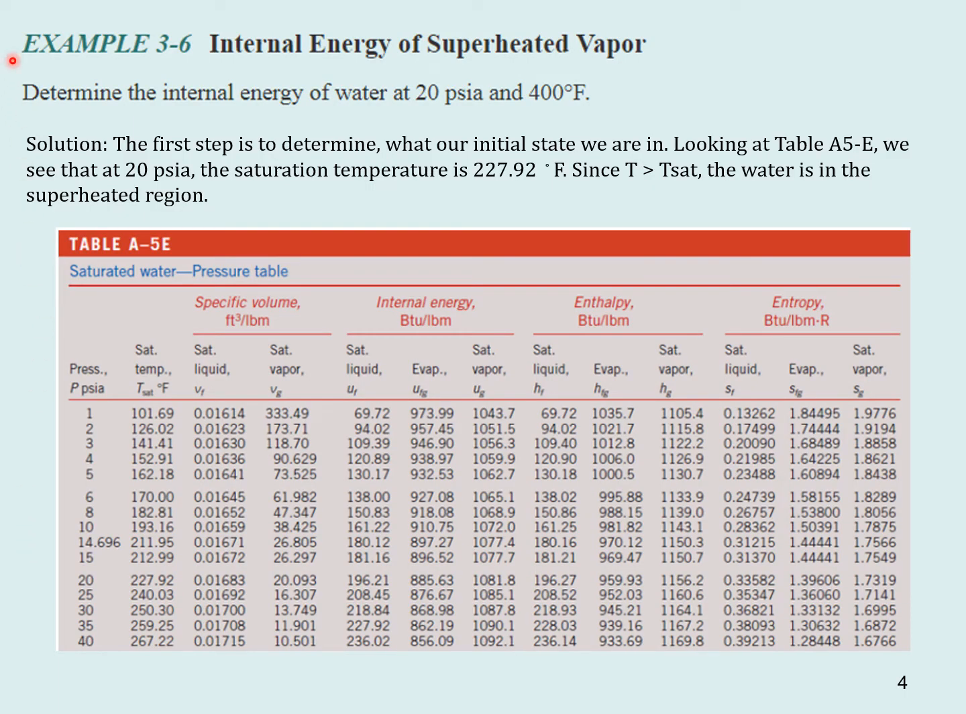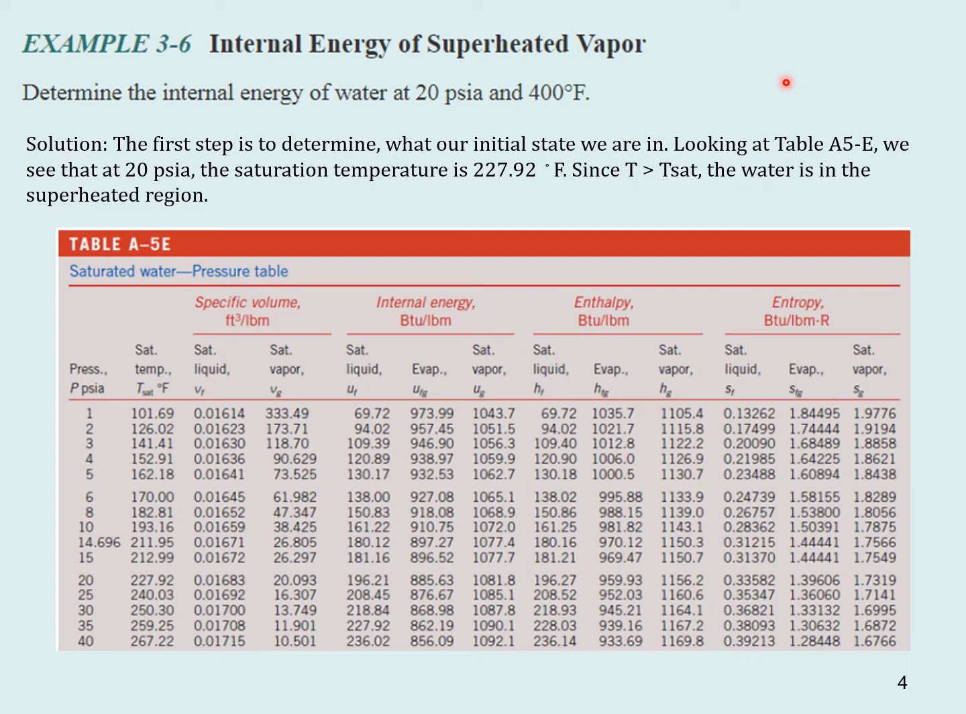Let's take a look at an example. Example 3.6. Determine the internal energy of water at 20 psi and 400 degrees Fahrenheit. With this problem, you can guess that we're dealing with a superheated vapor the way the problem is stated. But in general, we're not going to know what state it is in. We're going to have to determine that for ourselves. So it's good practice to be able to do that, and the homework problems are not going to tell you either.